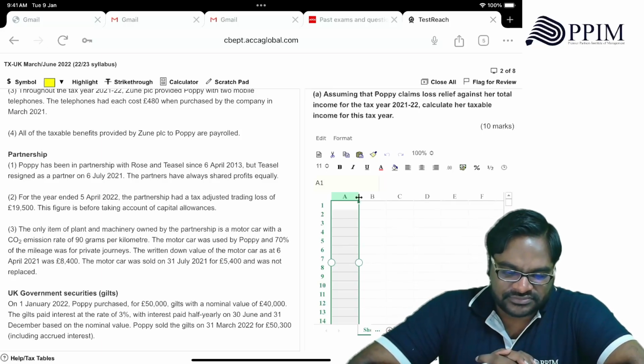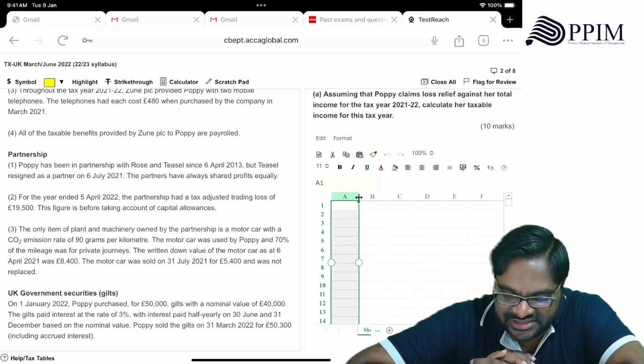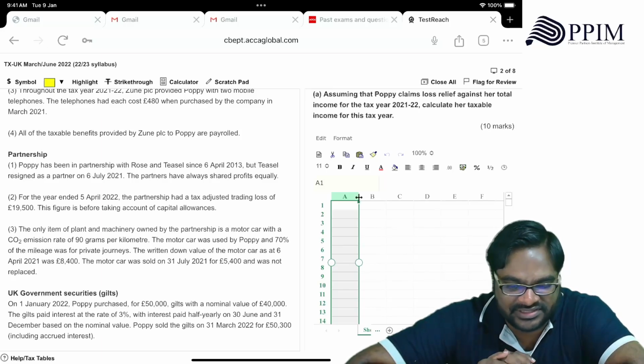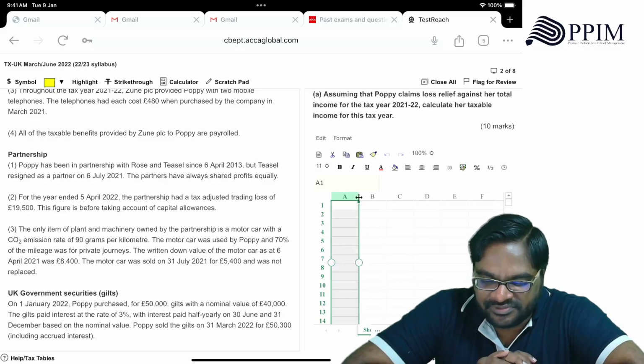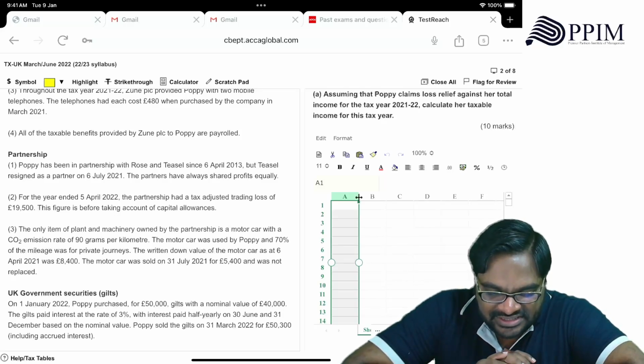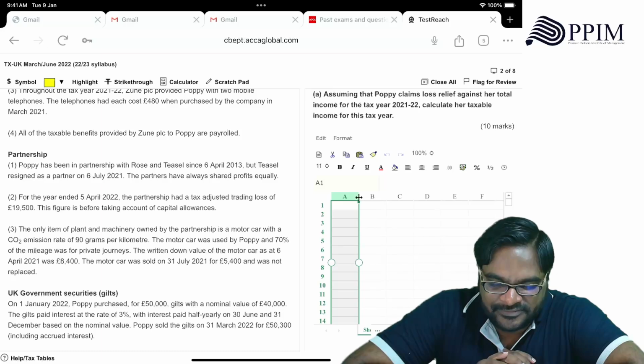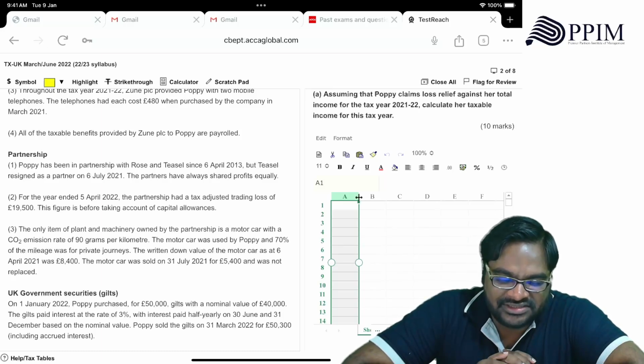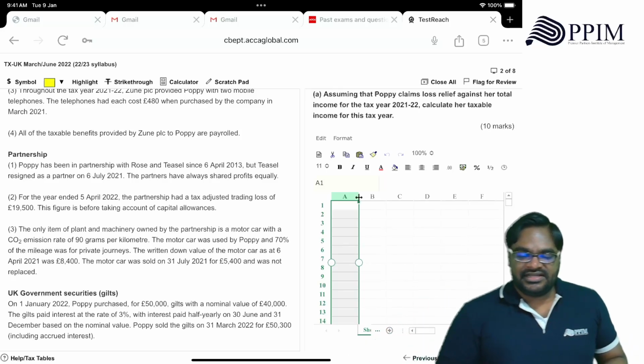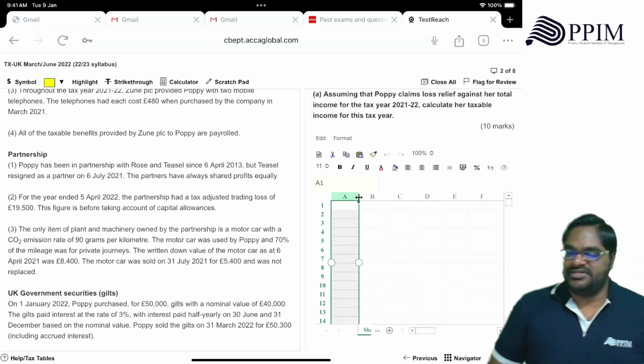The only item of plant and machinery owned by the partnership is a motor car with a CO2 emission of 90 grams per kilometer. The car was used by Poppy and 70% of the mileage was for private journey. The written down value of the motor car as at 6th April was 8,400. The car was sold on 31st July for 5,400 and it is not replaced. So what should we do?